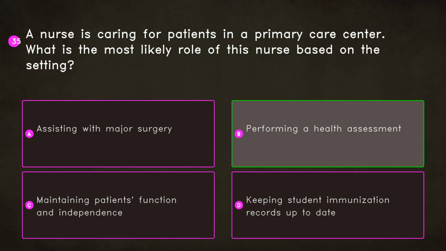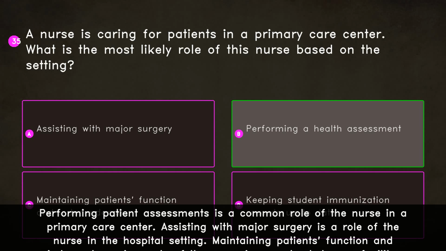The correct answer is performing a health assessment. Performing patient assessments is a common role of the nurse in a primary care center. Assisting with major surgery is a role of the nurse in the hospital setting. Maintaining patient's function and independence is a role of the nurse in an extended care facility, and keeping student immunization records up to date is a role of the school nurse.